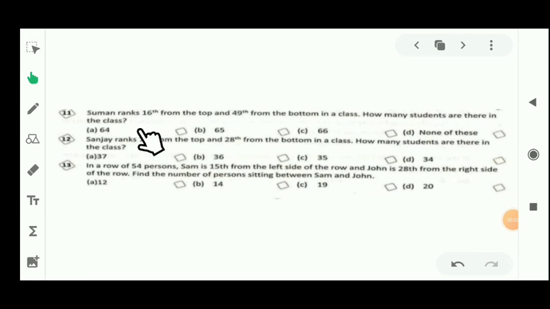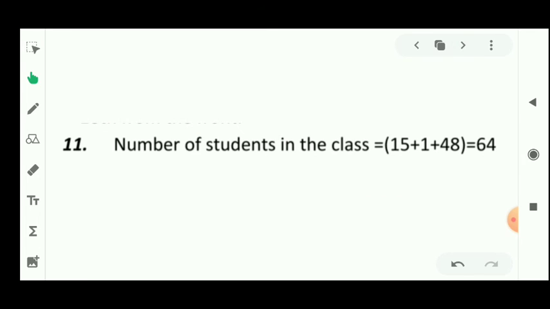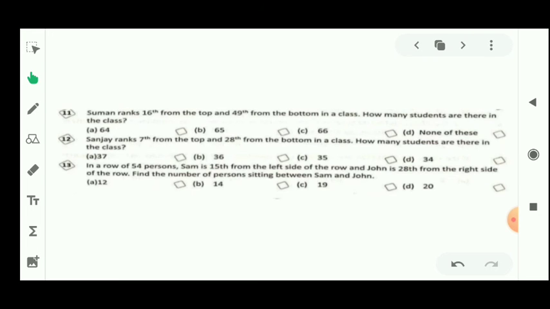The question number 11 is, Suman ranks 16th from the top and 49th from the bottom in the class. Then how many students are there in the class? So students, to find the number of students in the class, we will add 15 plus 48, that is 63. And after this we have to add 1. That means the total students of this class will be 64. Let's see the next question.